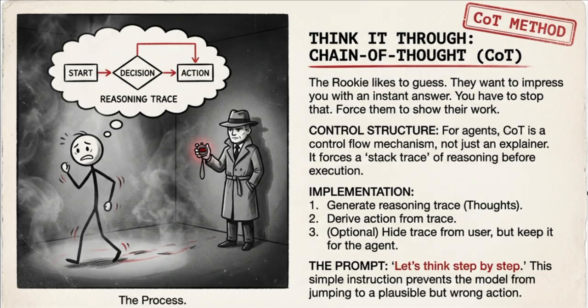The implementation follows a clear three-step process. First, the model generates a reasoning trace of its internal thoughts. Second, it derives the actual action from that trace. Third, you have the option to hide this internal monologue from the end user while keeping it available for the agent and for debugging purposes. The most common prompt used for this is the phrase, "Let us think step by step." This simple instruction is surprisingly powerful because it prevents the model from jumping to a plausible but ultimately incorrect action. By slowing down the processing and adding internal steps, we significantly increase the reliability and accuracy of the final output.